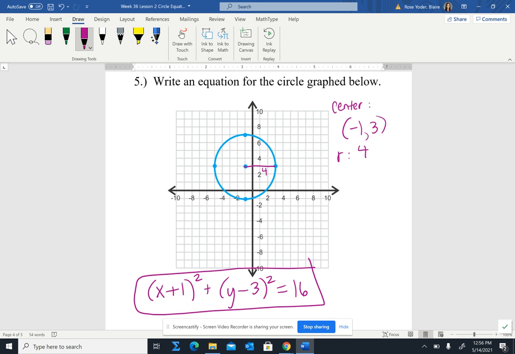And then I can always go to Desmos.com and graph it in the graphing calculator to make sure that it looks like this one. So that's a good check, just to make sure.